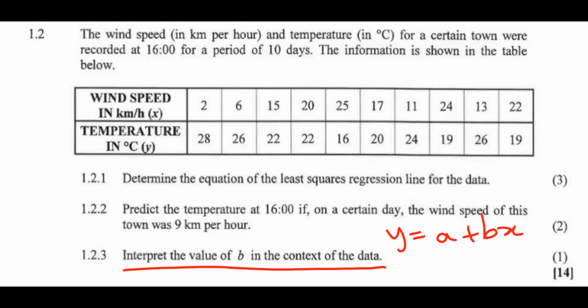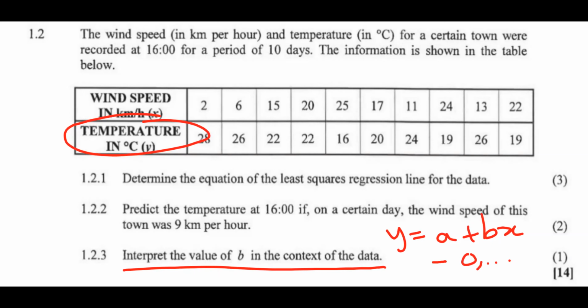So B talks about either the general increase or decrease. And in this case, we're talking about temperature, so the general increase or decrease in temperature. Now that negative 0 point something shows that the temperature decreases as the wind speed increases. So I would say something like that in words.